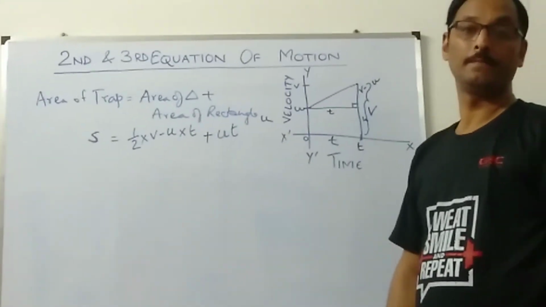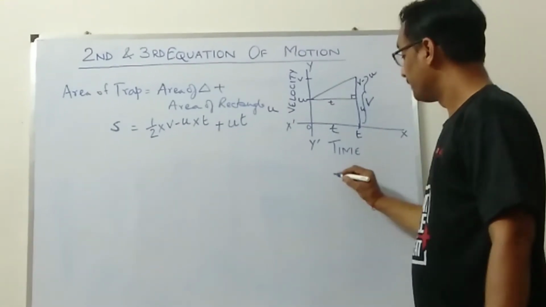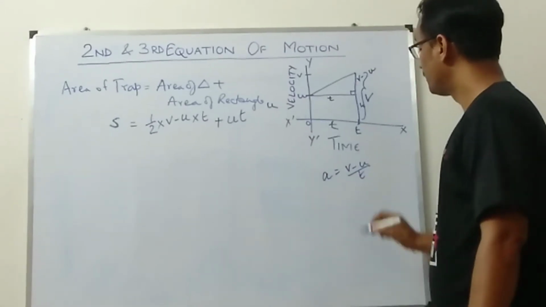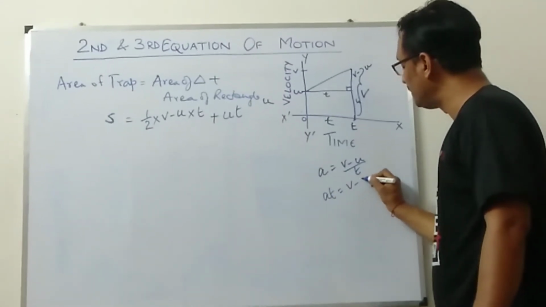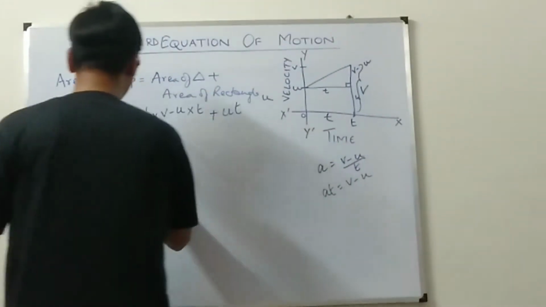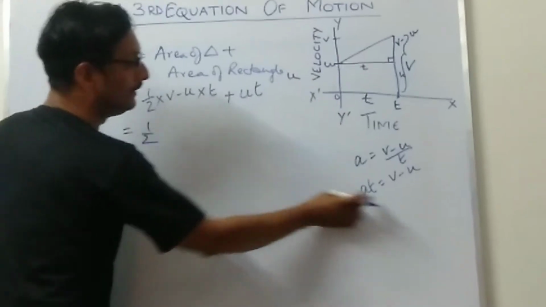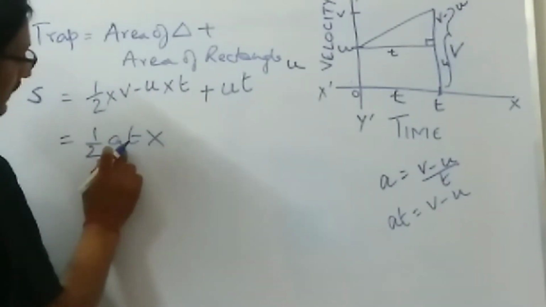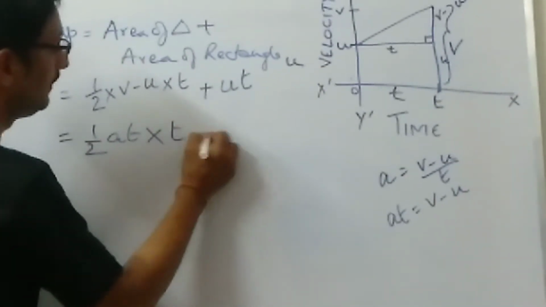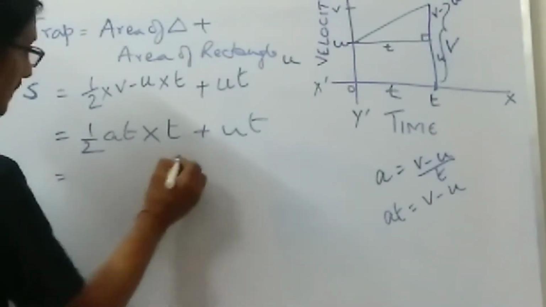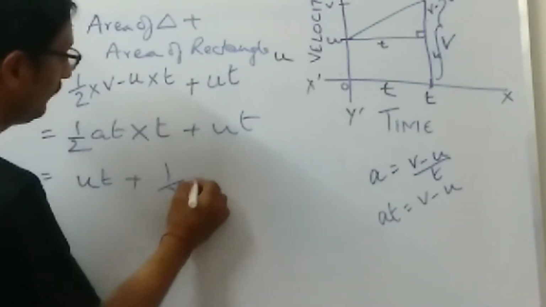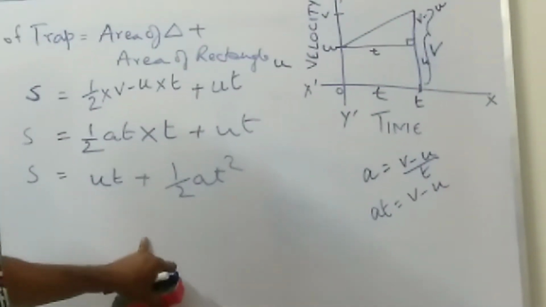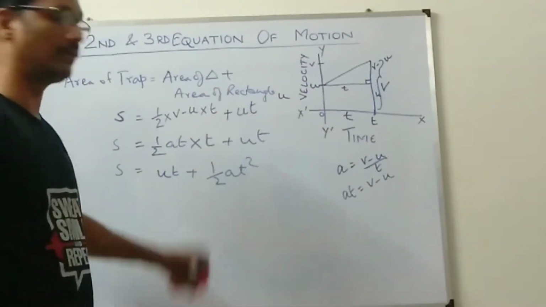In my previous video, you were taught a is equal to v minus u by t, or you can say at is equal to v minus u. So in place of v minus u, what can you write? at. After that t. So we get ut plus half at square. This is the second equation of motion.